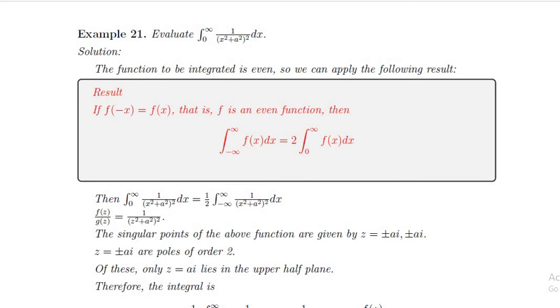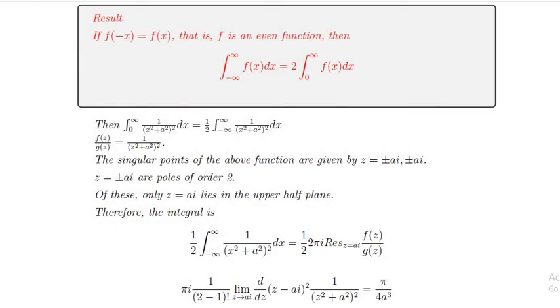Now the integral becomes 1 by 2 times the integral from minus infinity to infinity of 1 by (x square plus a square) the whole square dx, equal to 1 by 2 times 2 pi i into the residue at z equal to ai of the given function. So here z equal to ai is a pole of order 2. Then using the formula, we can find this answer as pi by 4 a cube after simplification.